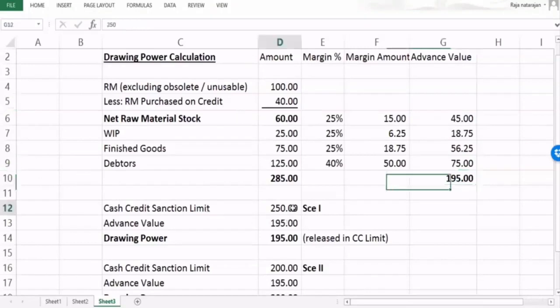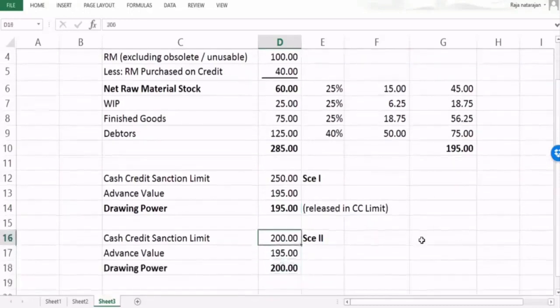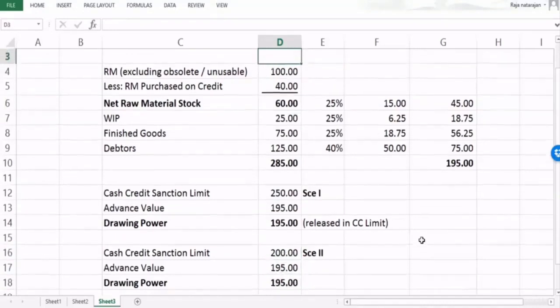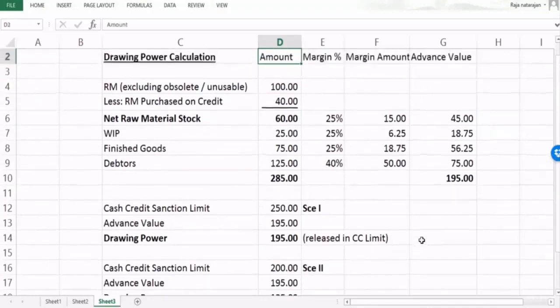And if the sanction limit is 250 and advance value is 195, then drawing power will get reduced to 195. And in scenario two, again when the sanction is 200 and advance value is 195, we have to go for whichever is lower, that is only 195. So that is one critical point that we have to keep in mind.